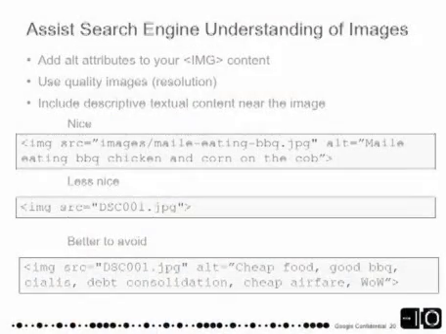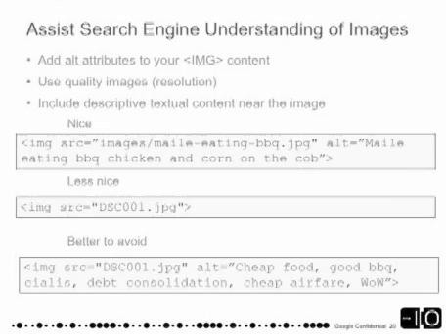So let's do some examples. A really nice image tag would say image source Maile eating barbecue.jpg. That's descriptive. It tells us about the good file name. In addition, we have great alt text. We're saying, Maile eating barbecue chicken and corn on the cob. Very good. What's less nice, and this is common, is that you just write the image file name, and it's not even descriptive at all.